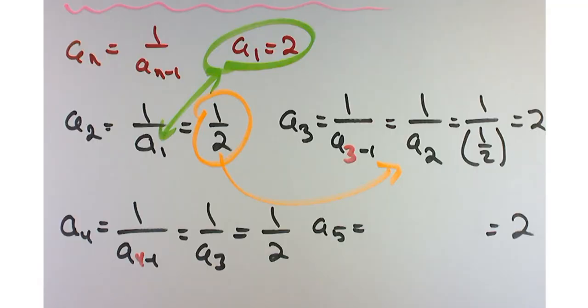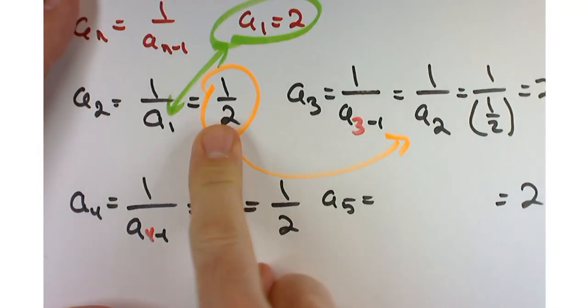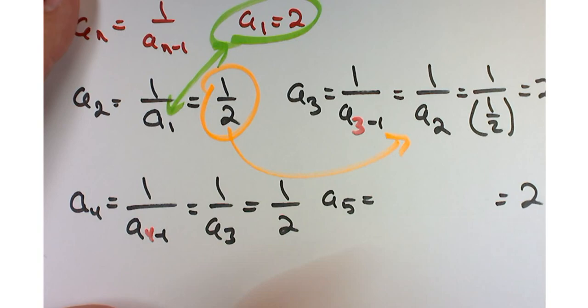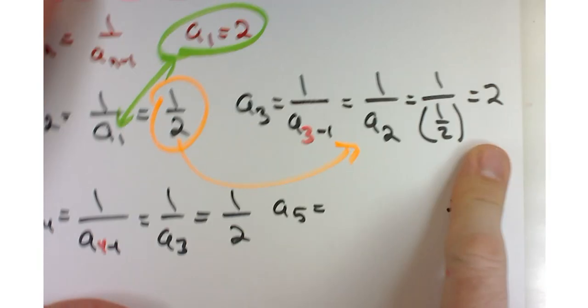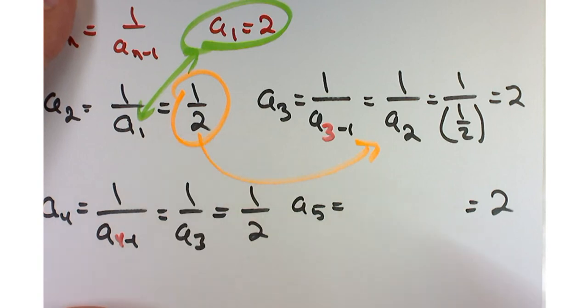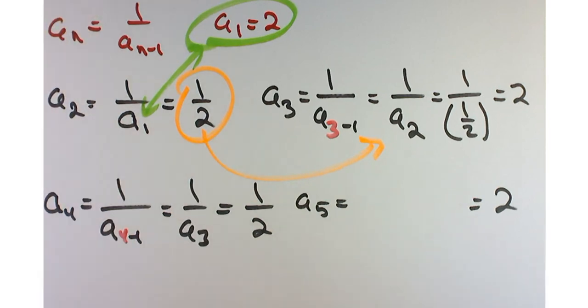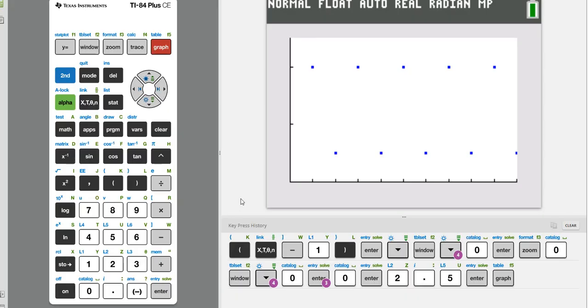That is, these values are alternating. You go 1/2, 2, 1/2, 2, 1/2, 2, etc. So if you have an odd term, you get a 2. If you have an even term, you get a 1/2. So pretty easy. But let me show you one last little trick about this.